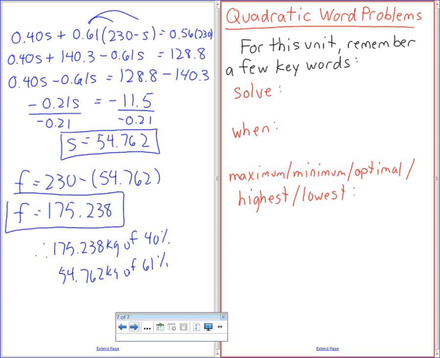Okay, so just leave a little space to the right of each of those. When it says solve, we're going to be doing something. When it says when, we're going to be doing something. When it says maximum, minimum, optimal, highest, lowest, we're going to be doing something. Just like 2 sentences, 4 words at the most beside it. Okay, that is all you're going to be leaving.